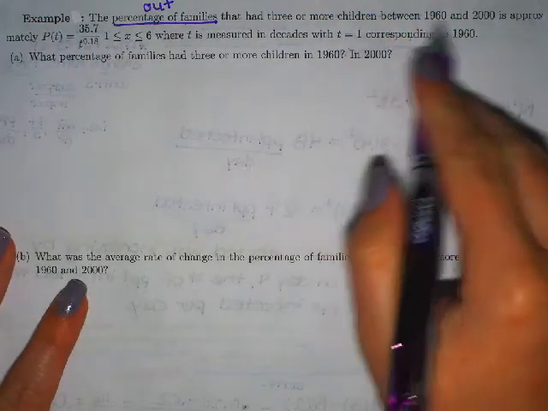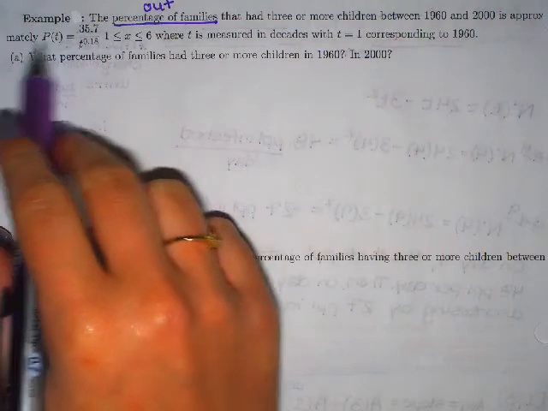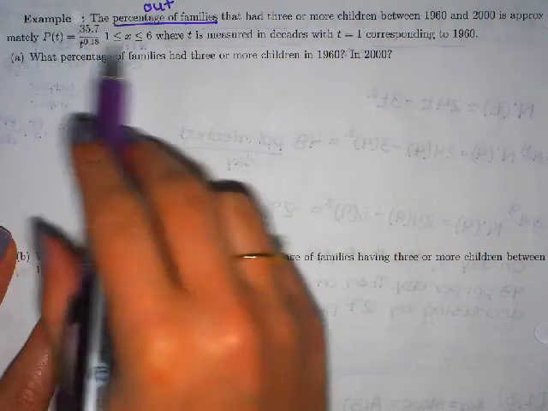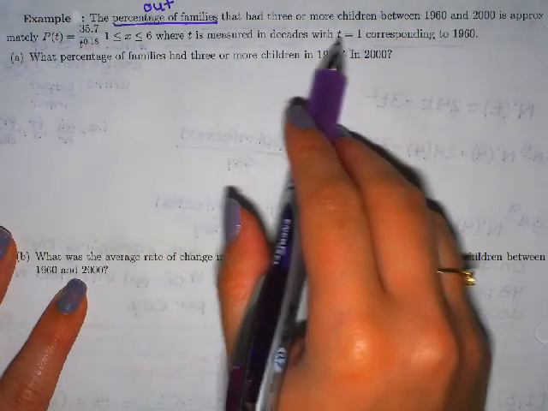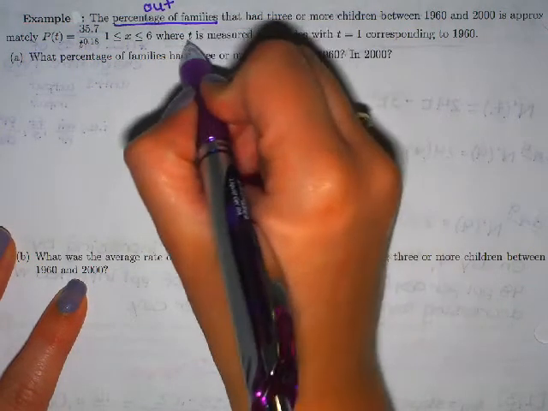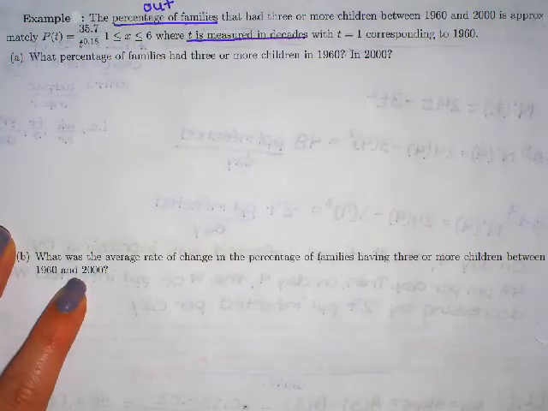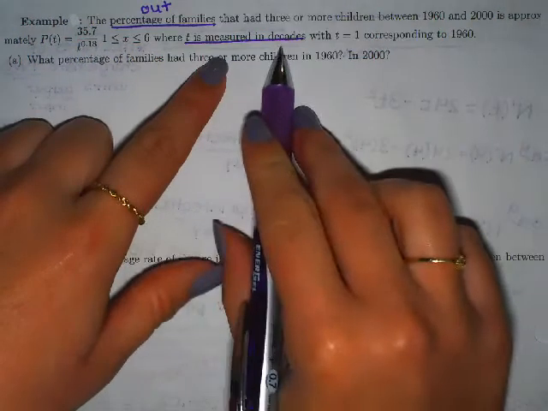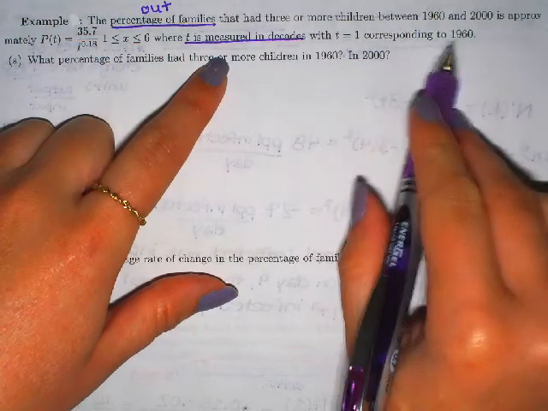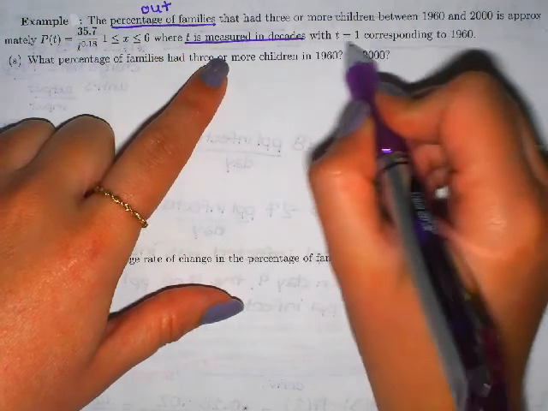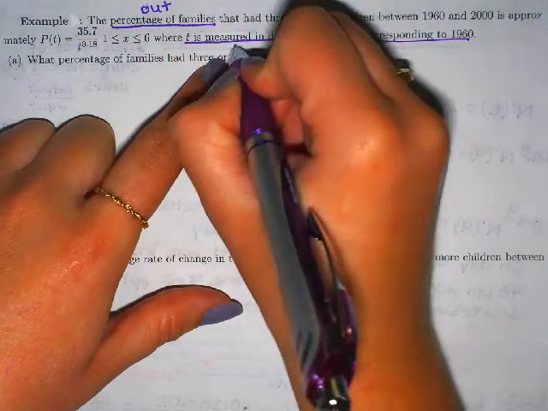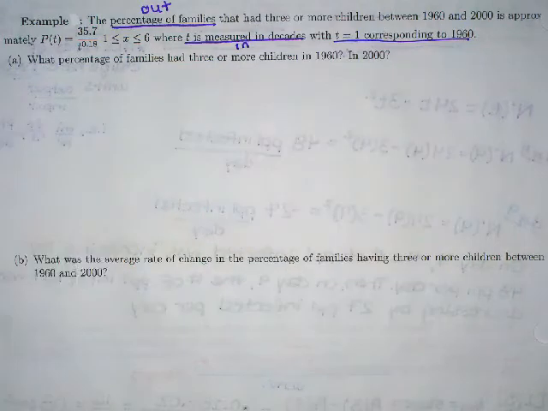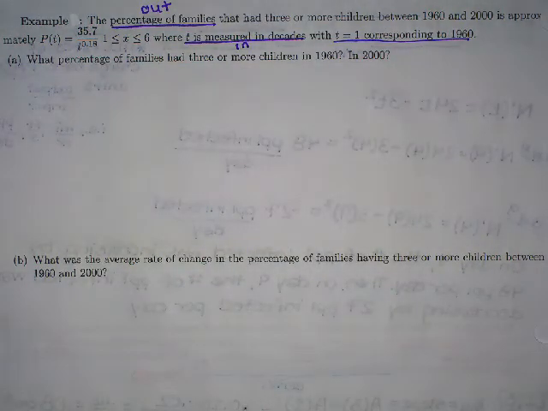That had 3 or more children between 1960 and 2000 is given by this P of T, and T is measured in decades. So our measurement is not years or hours, it's decades. And T equals 1 corresponds to 1960. So our input is decades, and we get out the percent of families that had 3 or more kids.